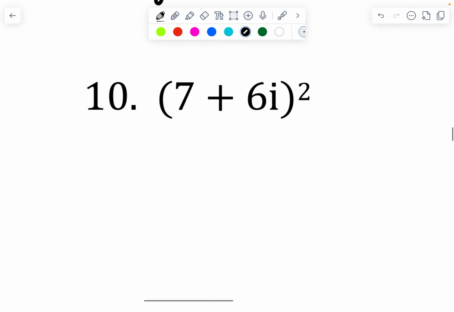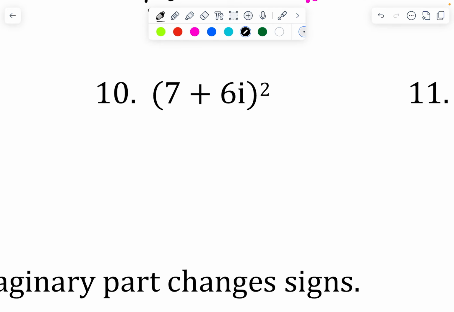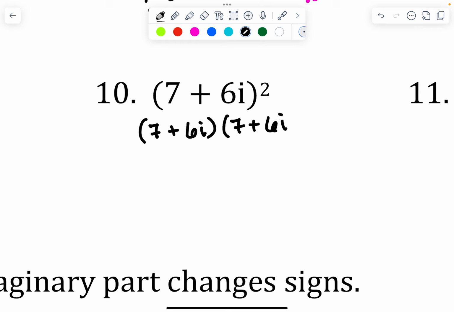Take a look at number 10. Number 10 is kind of a trick question. This is actually meant to be read as 7 plus 6i times itself, 7 plus 6i. Use the FOIL method. So first, 7 times 7 is 49. Outer, 7 times positive 6i is a positive 42i.